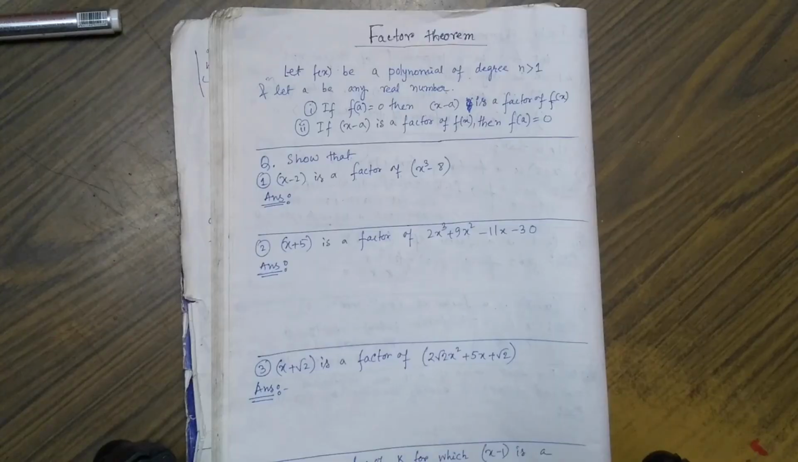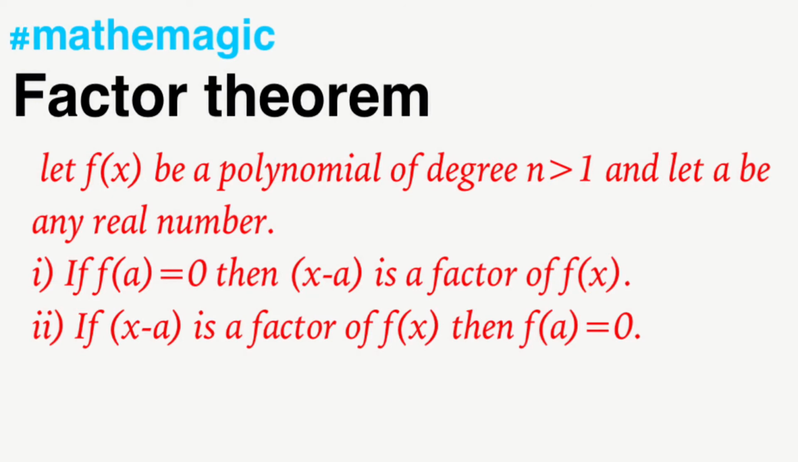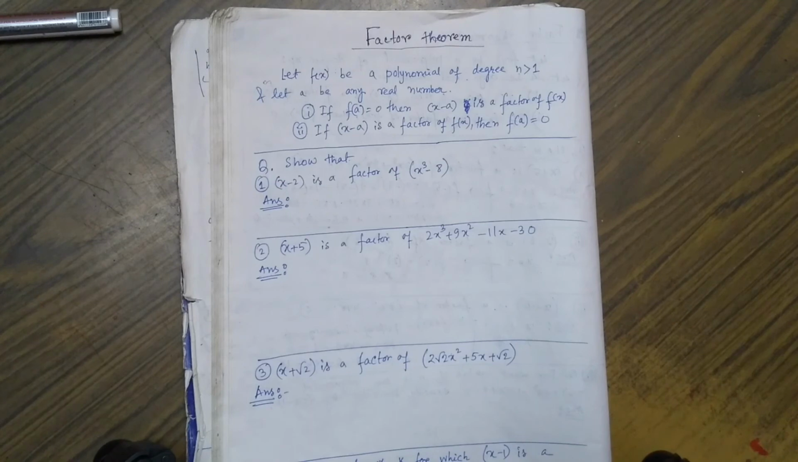So in this class we'll learn the factor theorem. So what is the factor theorem stating here? Let's go through the statement. Let f(x) be a polynomial of degree n greater than or equal to 1. Let a be any real number. Then there are two cases. The first case is if f(a) is equal to 0, then x minus a is a factor of f(x). And the second one is if x minus a is a factor of f(x), then f(a) is equal to 0. So now I'll request my viewers to recall the remainder theorem.